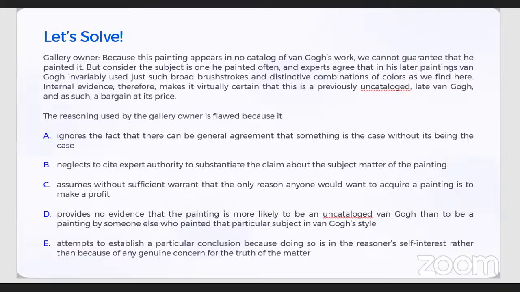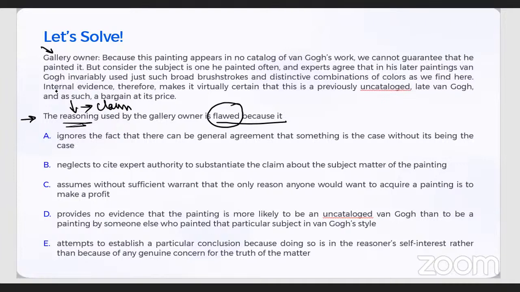Now, I'm sure all of you have read the argument. You've seen the question stem. The question stem says the reasoning used by the gallery owner. It's the gallery owner who's presented this argument. The reasoning used by the gallery owner is flawed because it... So yes, you have the word flawed, and they're saying that there is a claim that's been presented, and the reasoning presented to come to this claim is flawed in some way because of one of these.